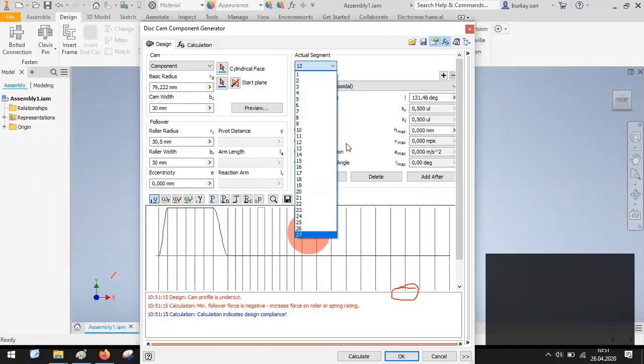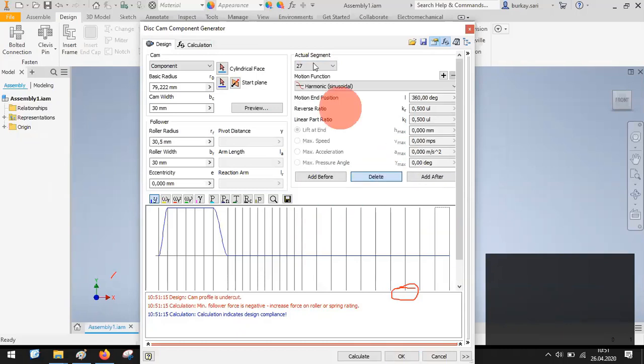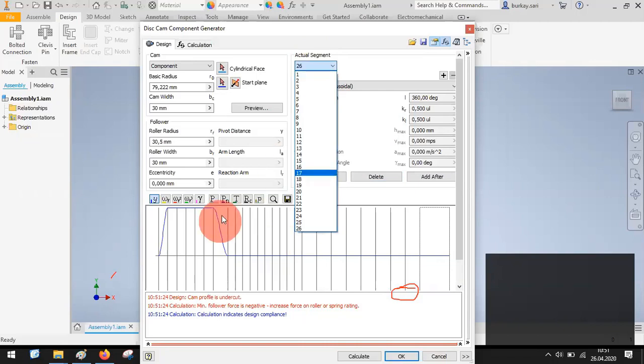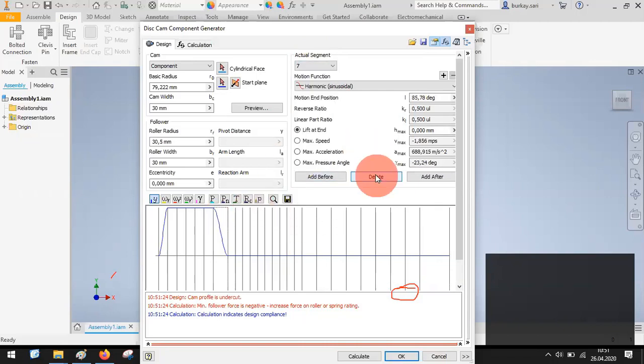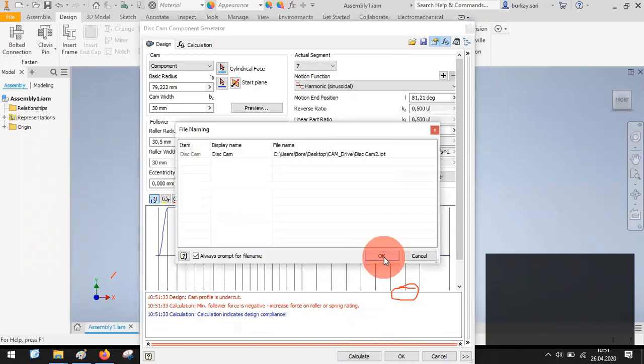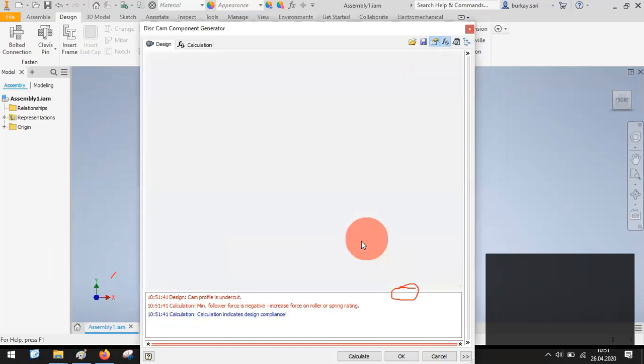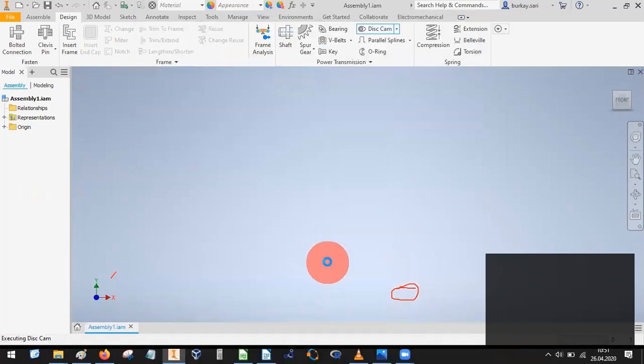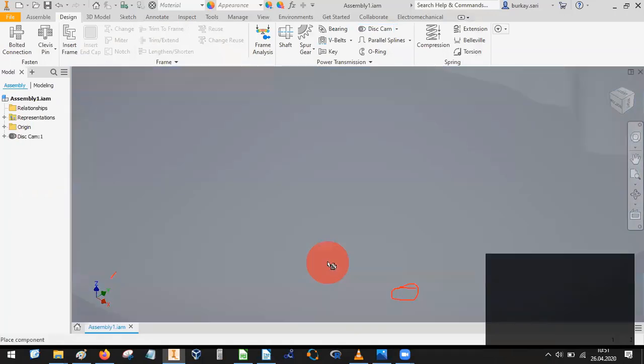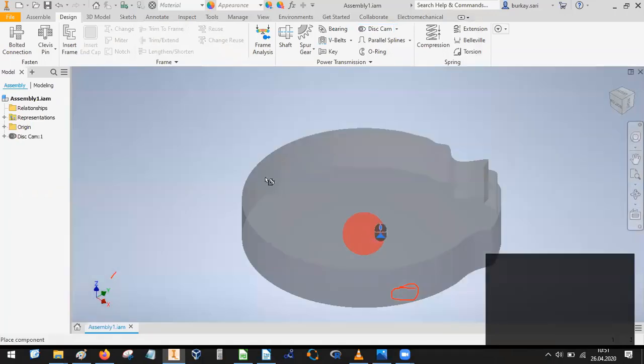If you made a mistake, you can go to 1 and delete the one segment here, any segment you would like to delete. Okay. When you calculate and OK, it asks you whether you are going to accept the solution. You may have something like this.